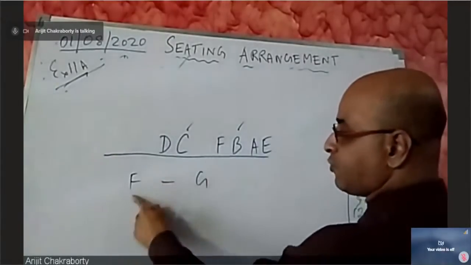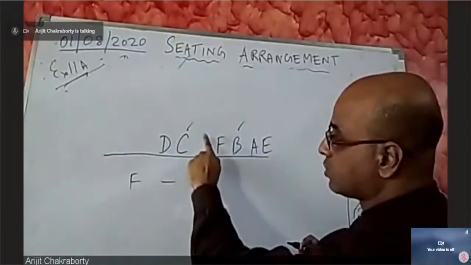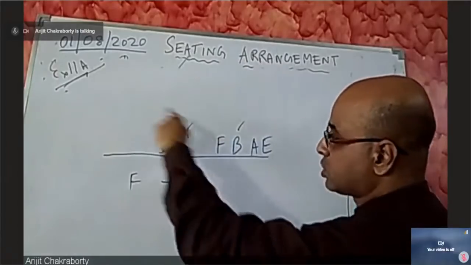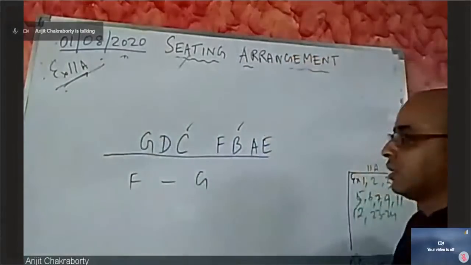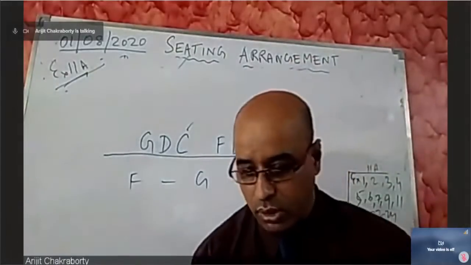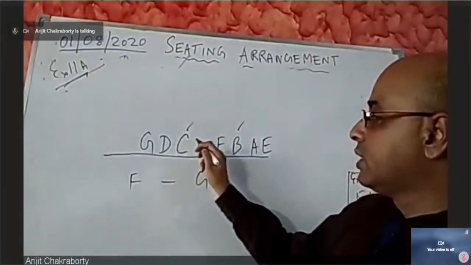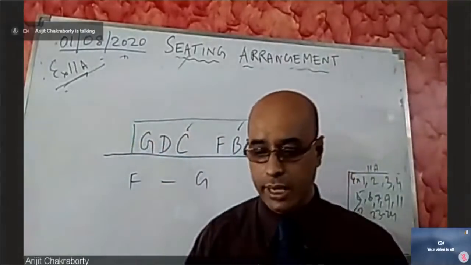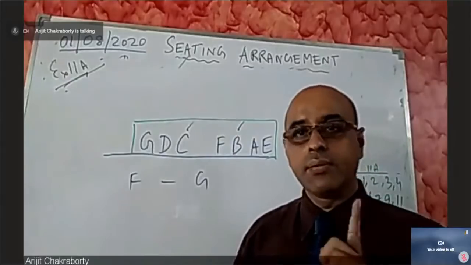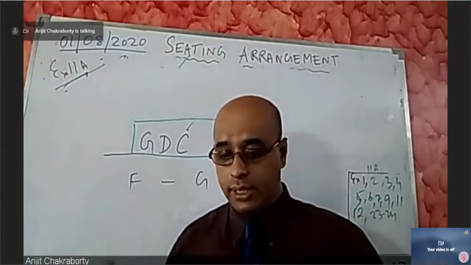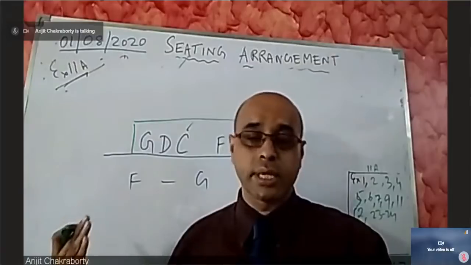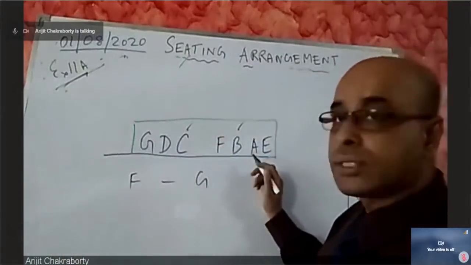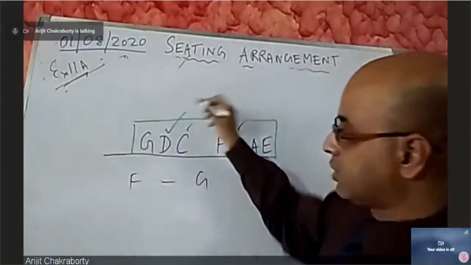F and G cannot stand together. So this position cannot go to G. G's only position is here. So G will be here. Okay, so the order we are getting is G, D, C, F, B, A, E. Let us see once again whether I made a mistake, and possibly there may be a mistake. Let's check it once again. D is not right to C. That means D is to the left of C. Done.